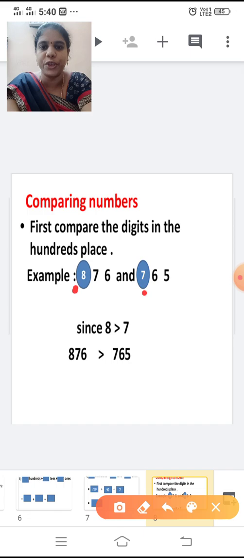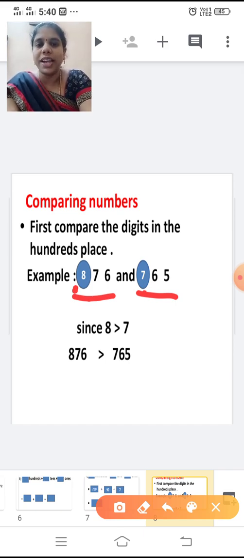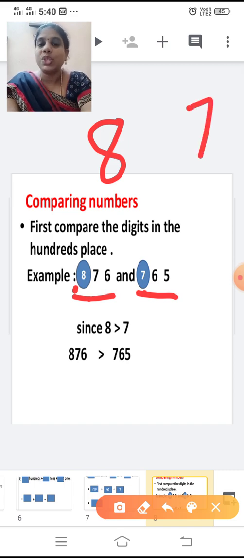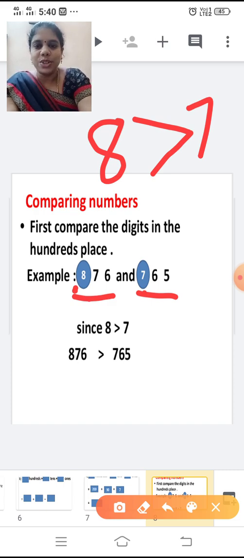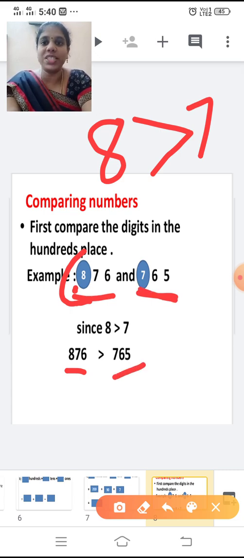Here is one example for you. 876, 765. Now see the digits at the hundreds place. Here we have 8 and here we have 7, right? So now tell me whether 8 is less than 7 or greater than 7. 8 is greater than 7. So since 8 is greater than 7, 876 is greater than 765.